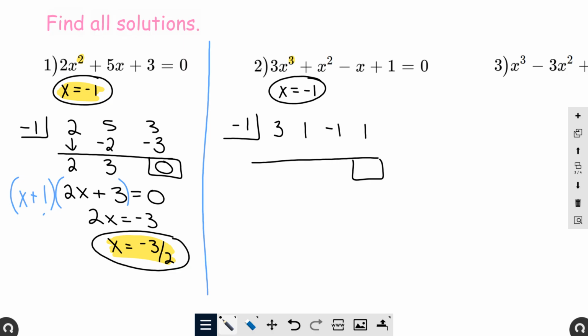What do we do with our first number? Okay, then we multiply and multiply and multiply and good. Now, once we have done all that, we need to write an equation. What's the equation?